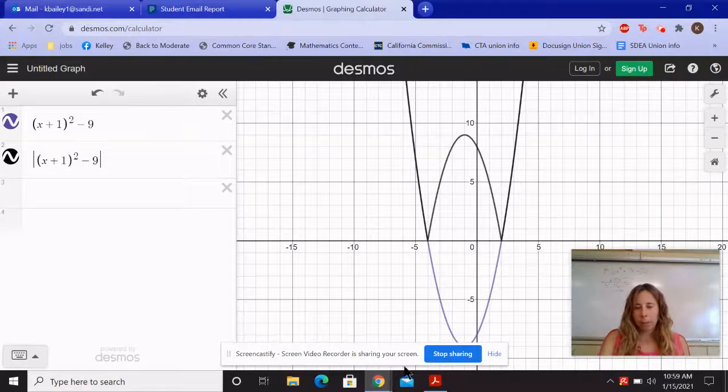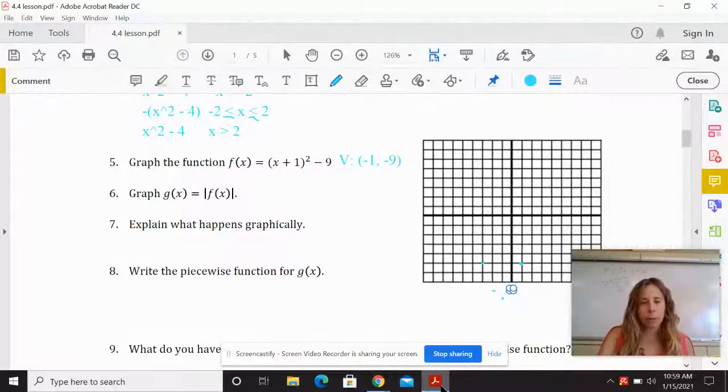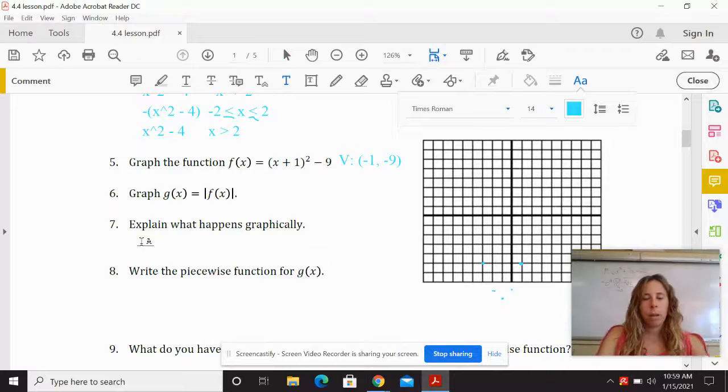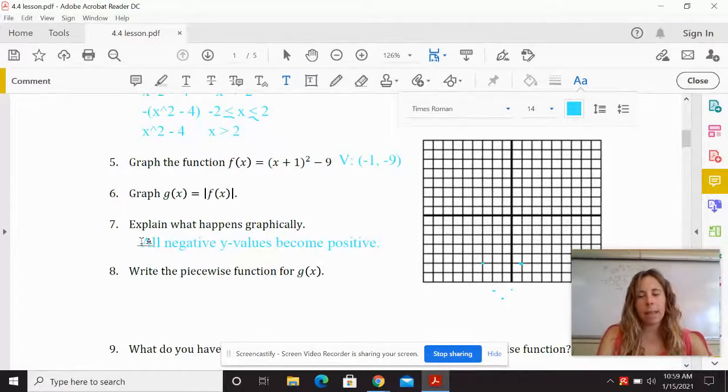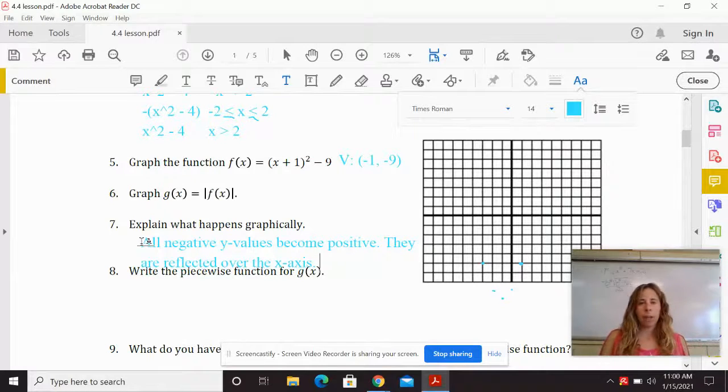The next thing probably that we have to do is write a piecewise function. Oh, explain what happens graphically. So same thing as before. All negative y values become positive. Another way to say that, they are reflected over the x-axis. Because absolute value is never negative, because it's distance, and distance is not negative.